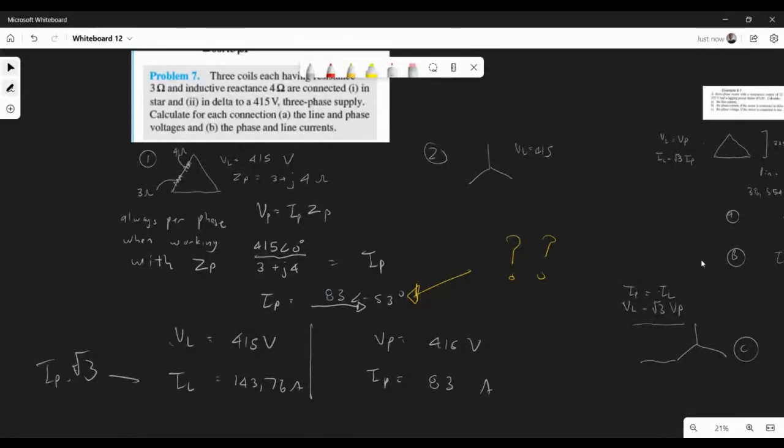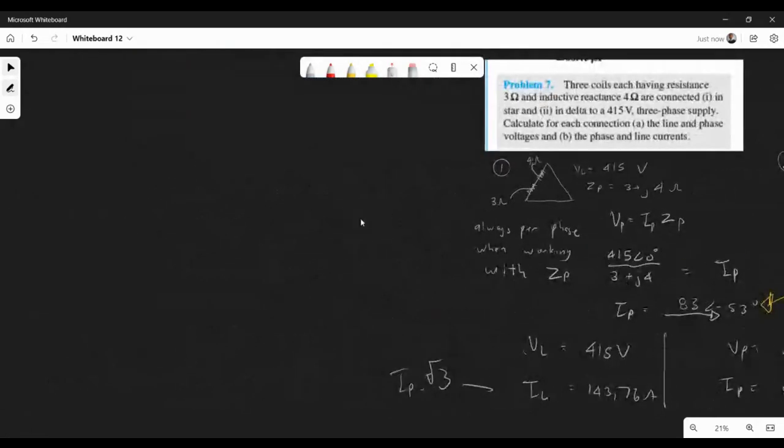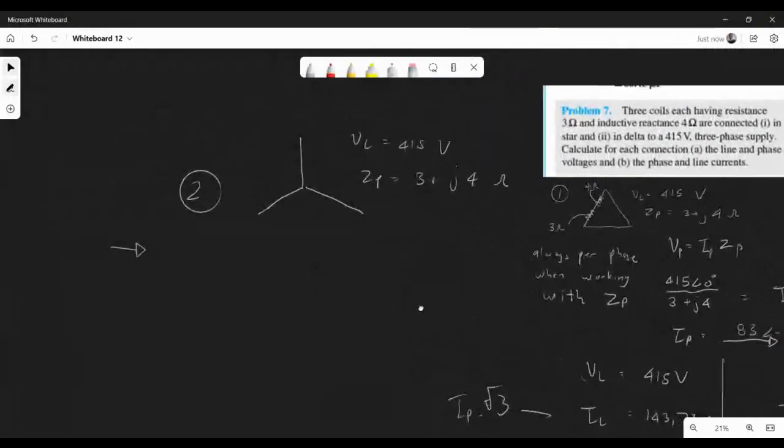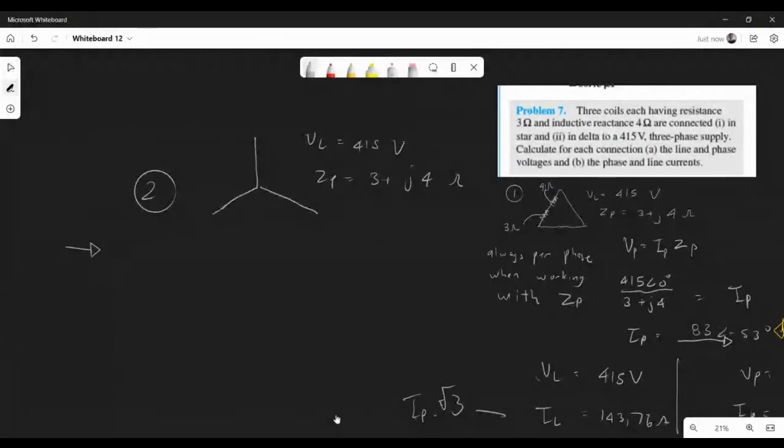Okay, so what I want you to do now is the second part. It's connected in star. VL is 415 volts, and your Z phase is also 3 plus J4 ohms. Okay, I should have chosen a better spot here, but anyway, go ahead. I'll give you around 2 minutes to quickly do this, then I'll just do the critical parts.